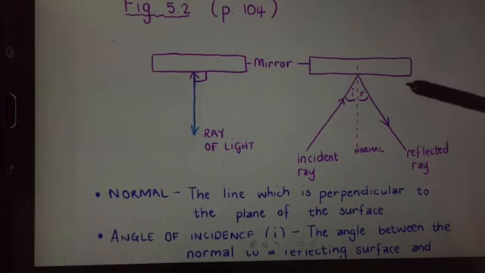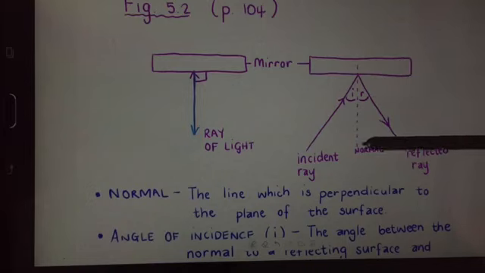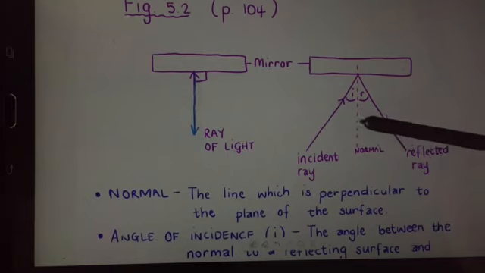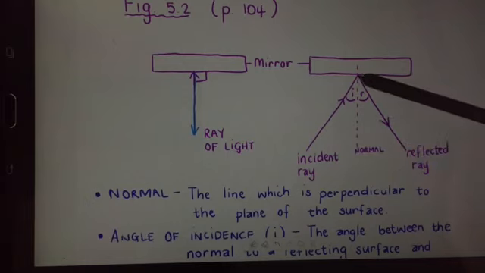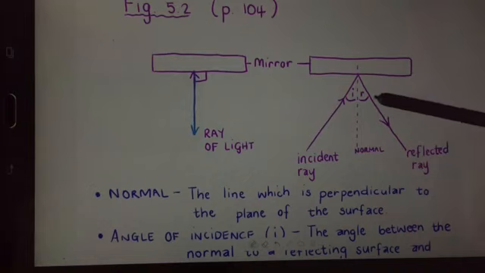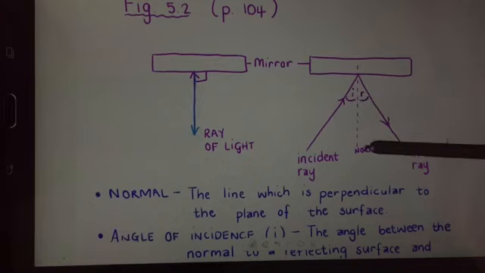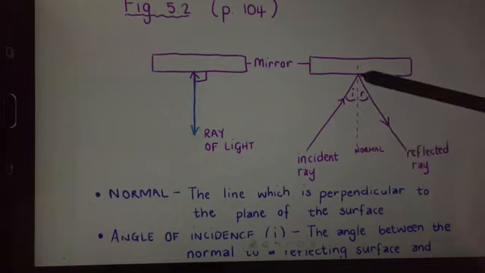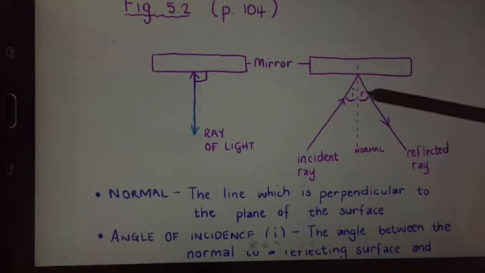So just a bit of terminology that is important. The dotted line that I've drawn in here is called the normal. The ray that travels towards the surface is called the incident ray, and the ray that travels away from the surface is called the reflected ray. And then also the angle between the incident ray and the normal is called the angle of incidence, and the angle between the normal and the reflected ray is called the angle of reflection.